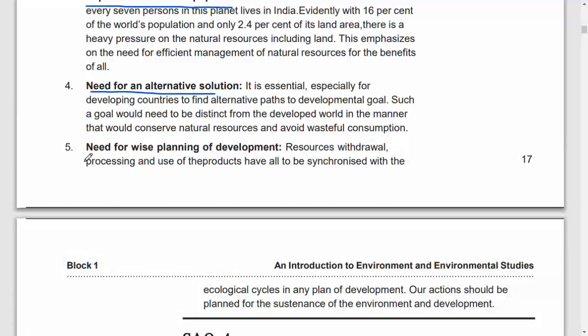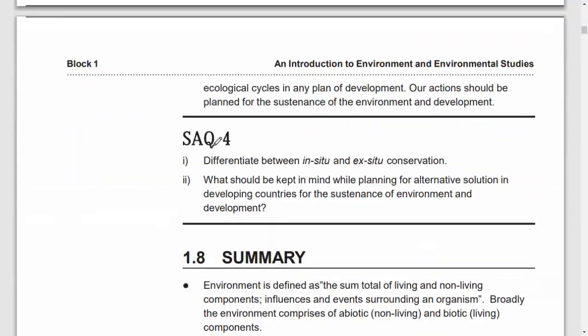5. Need for wise planning of development. Resource withdrawal, processing, and use of the products have all to be synchronized with the ecological cycles in any plan of development. Our actions should be planned for the sustenance of the environment and development.